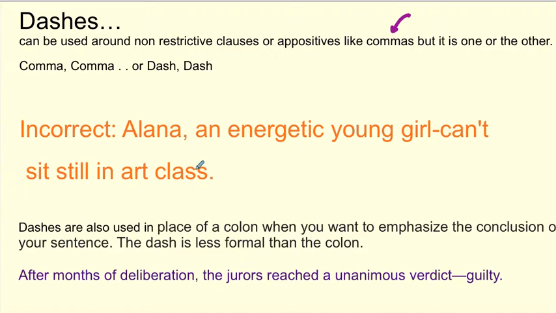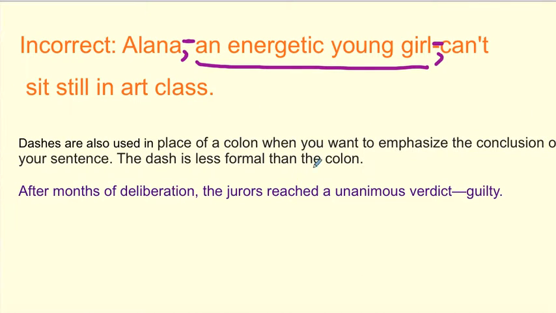Here's what I mean. Alana, an energetic young girl, can't sit still in art class. So this is an appositive. It's that descriptive phrase. And remember we said it had to be surrounded by commas. So it either has to be a comma after Alana and a comma here, or a dash and a dash. So dashes are just a little bit less formal than commas, okay?